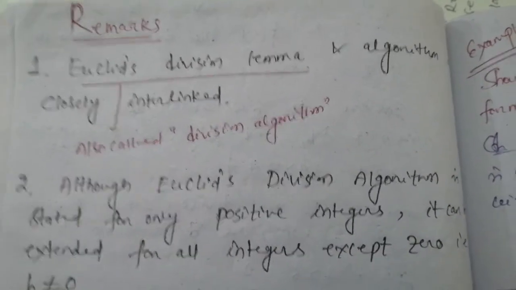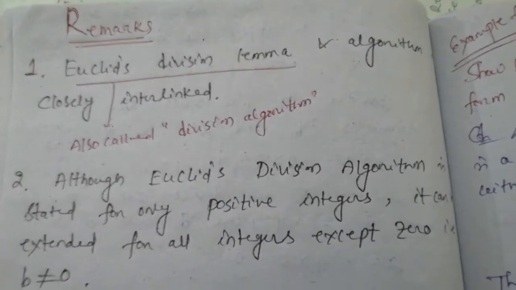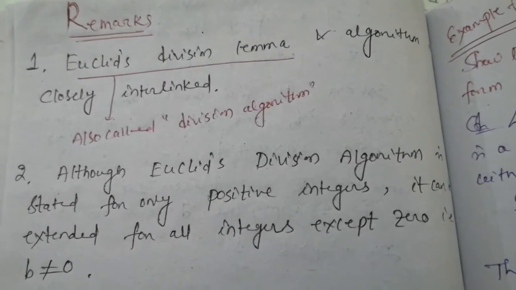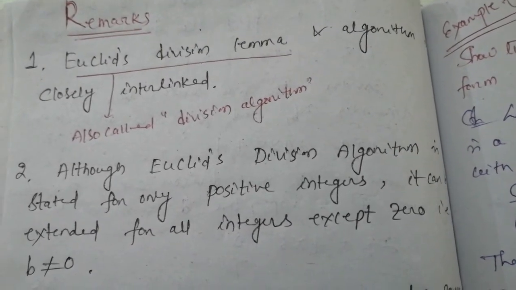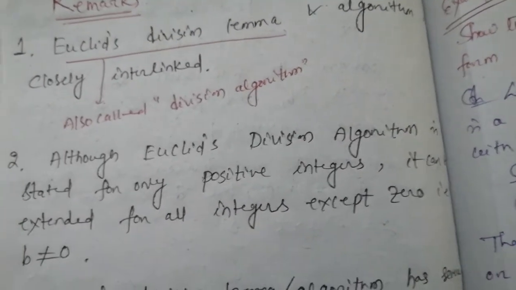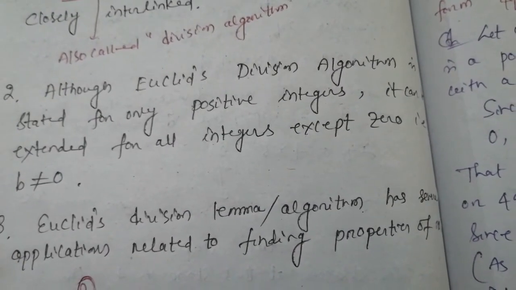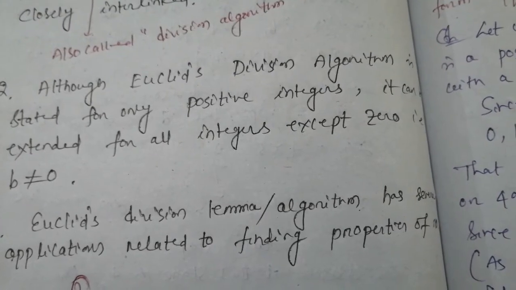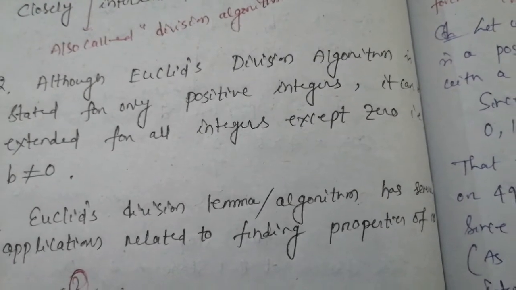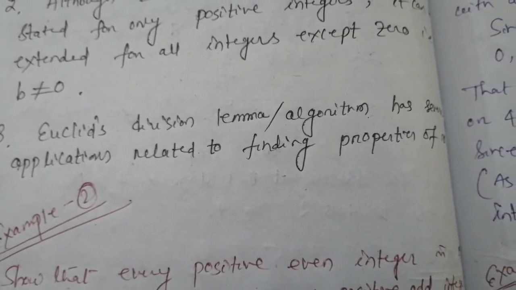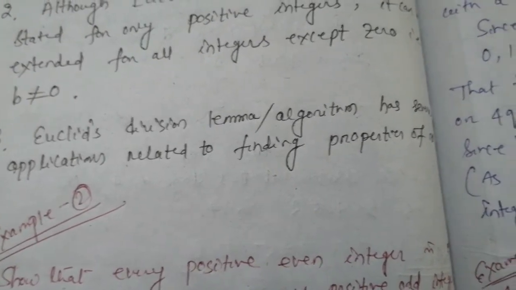Now some remarks. Number 1, Euclid's division lemma and algorithm are closely interlinked, so we can say Euclid's division lemma is also known as the division algorithm. Number 2, although Euclid's division algorithm is stated only for positive integers, it can be extended to all integers except 0, that is, b is not equal to 0. Number 3, Euclid's division lemma or algorithm has several applications related to finding properties of numbers.